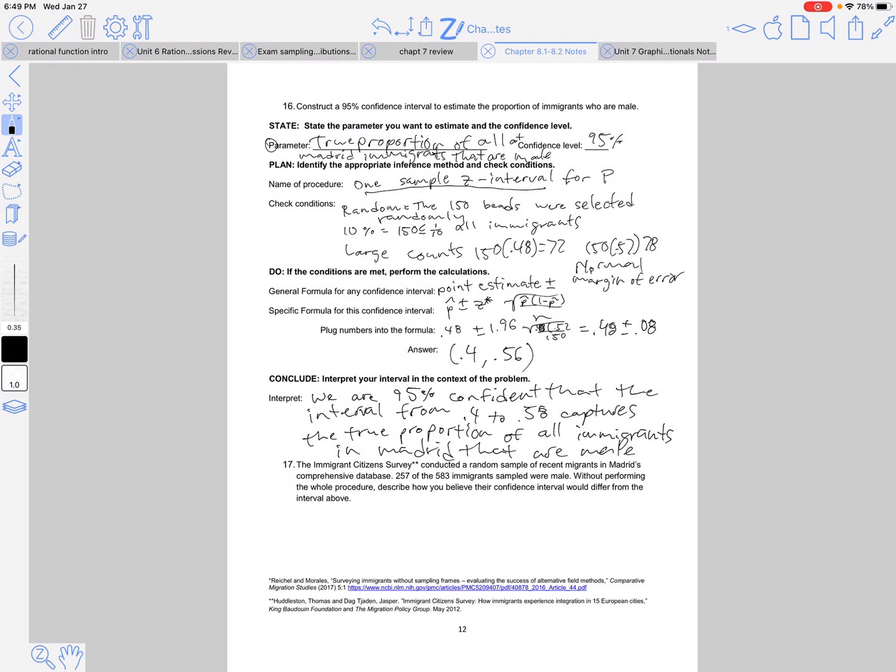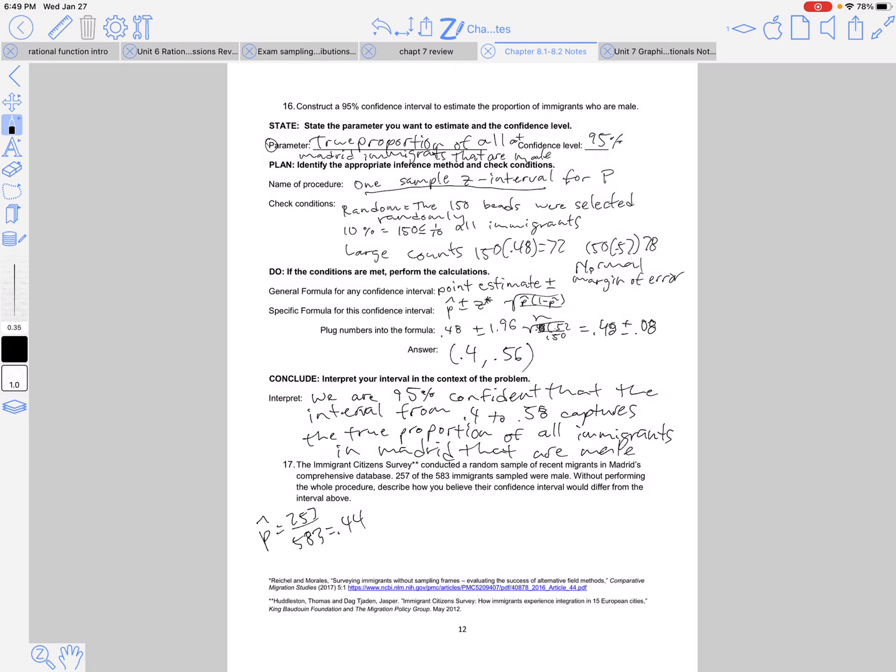All right, read 17 real quick. So if we use a p-hat of 257 over 583, we're going to get 0.44. So the confidence interval would shift slightly to lower values because our point estimate is a little bit lower. So it would shift those values a little bit lower.